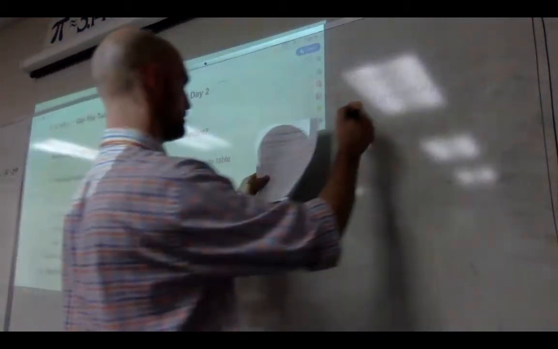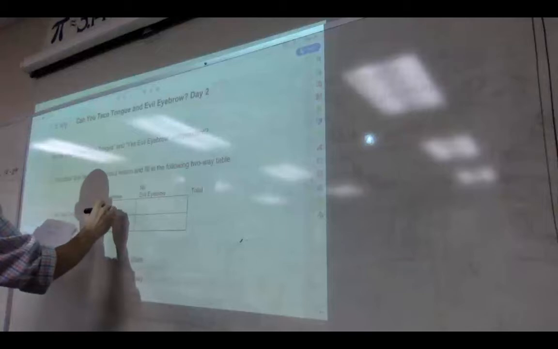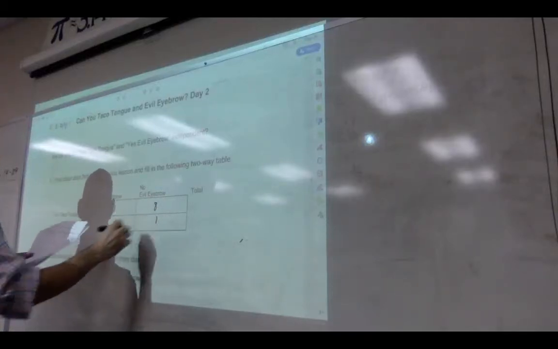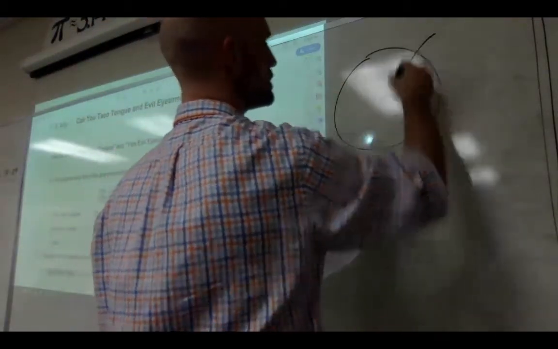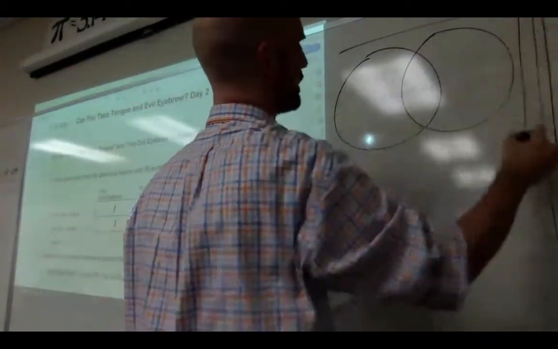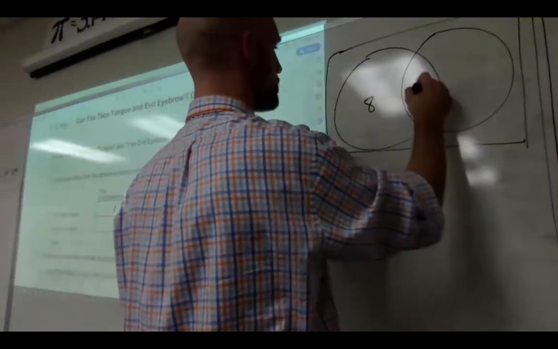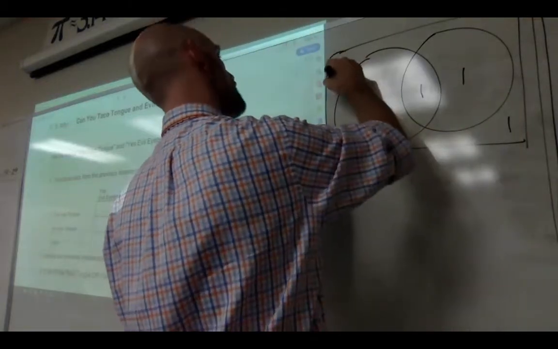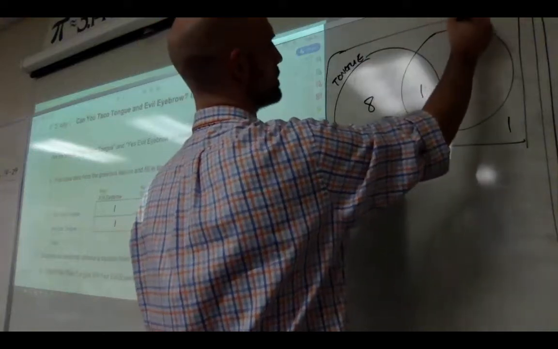Here's what we had last time. We ended up with 1, 8, 1, 1. And our Venn diagram looked like this. I think you guys understand how Venn diagrams work, right? So shared, 8, 1, 1, 1. This was tongue. And this was eyebrow.